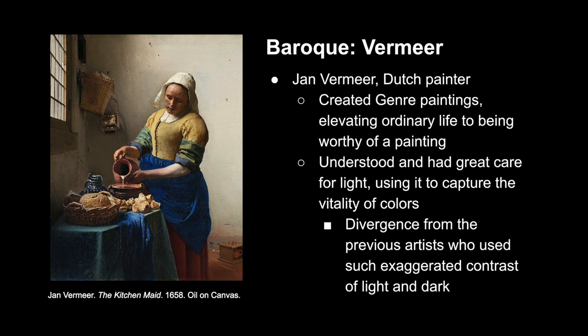Dutch painter Vermeer created genre paintings. In doing this, he elevated ordinary life and ordinary actions to being worthy of the subject of a painting. Unlike his Baroque contemporaries, he didn't use really high contrast and really deep shadows. Instead, he had a great understanding of light and how it functioned in correlation to color. And in doing so, he captured their vitality and vibrancy, doing just what he set out to do, elevating the ordinary and showing how beautiful it already is.